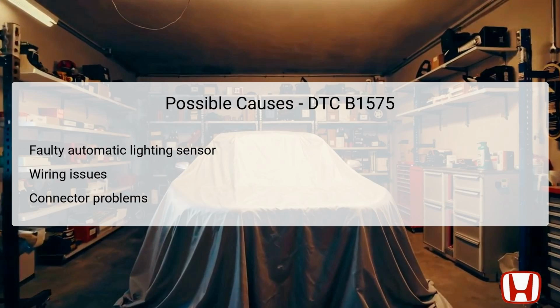Several possible causes can trigger the DTC B1575, beginning with a faulty automatic lighting control unit sensor itself. If the sensor malfunctions, it may not accurately assess ambient light, leading to erroneous operations of the lighting system. Additionally, wiring issues can result from wear, corrosion, or physical damage, impacting the sensor's ability to function properly. It's important to check for damaged wiring and ensure proper connections throughout the circuit to avoid false readings.